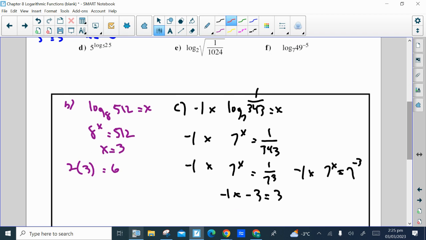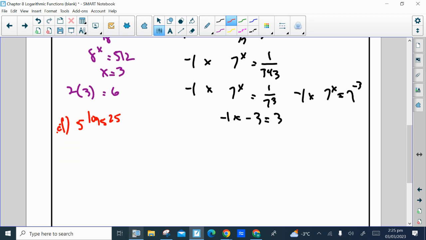Question D. 5 to the power log base 5 of 25. What's the value of log base 5 of 25, Jinseo? Yes, because that's asking 5 to what power is 25. So that power is equivalent to 2, so the answer is 5 squared, which is 25.